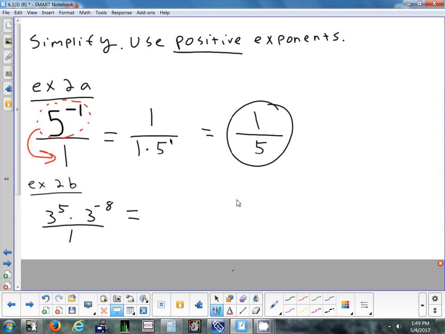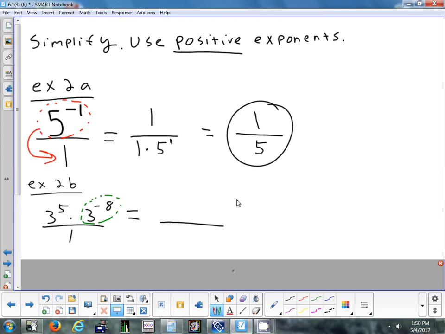Okay, what needs to move here? The 3 to the negative 8. How come we didn't move the 3 to the 5th? Because the exponent is already positive. Does anybody know what would happen if you moved an exponent that was already positive to the bottom? It would turn into negative. Okay? So we don't want to do that.